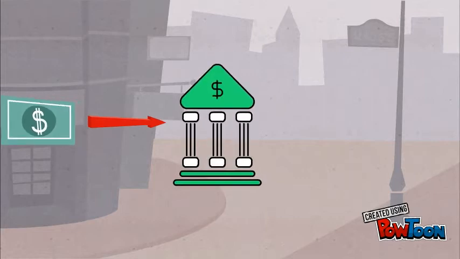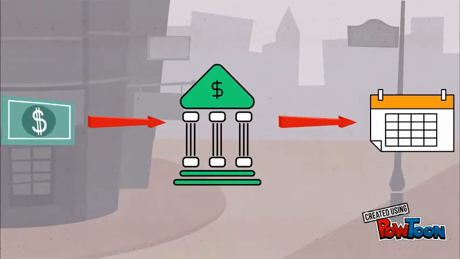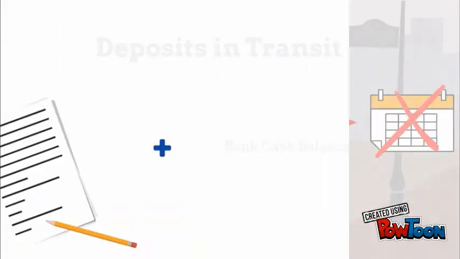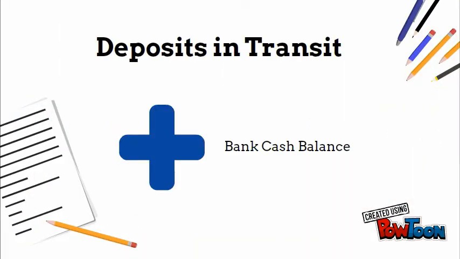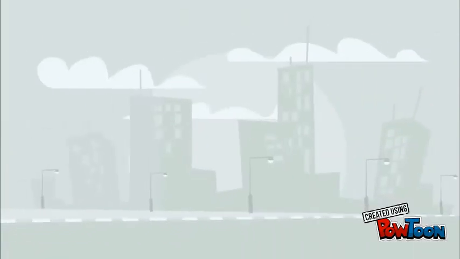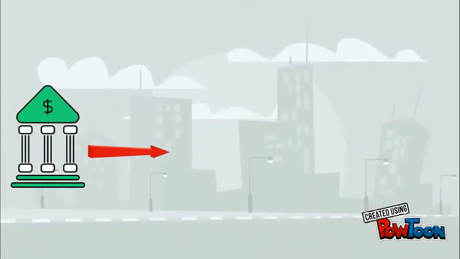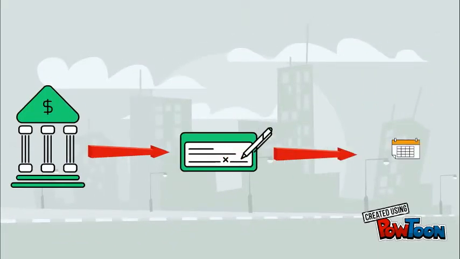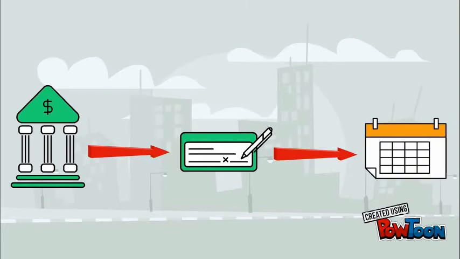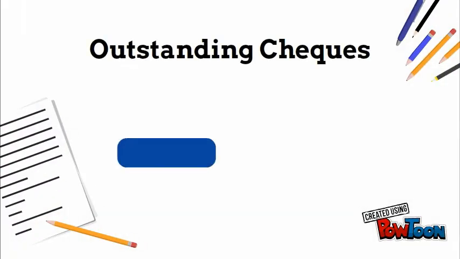A deposit in transit is a deposit made by the company that has not yet cleared the bank as of the statement date. The cash is now in the bank, so deposits in transit should be added to the bank cash balance. Conversely, an outstanding check is a check that the company has distributed but does not appear on the bank statement as it did not clear the bank by the statement date. These should be subtracted from the bank cash balance.